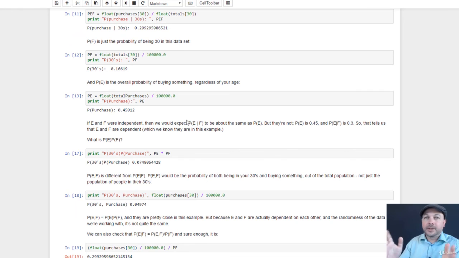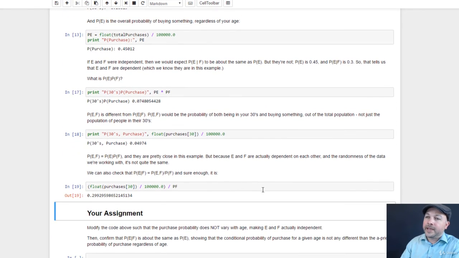All right, whew, that's a lot of notation to wrap your head around. But again, that is the hardest part of conditional probability. The concepts aren't that hard. So your assignment, a little bit of a hands-on experience to get your feet wet: it's an important thing to actually immerse yourself in and work with hands-on. I want you to go back to the code and change the original distribution such that the purchase probability does not vary with age, so that E and F are actually independent of each other. And run through these same equations and see how things work out differently.